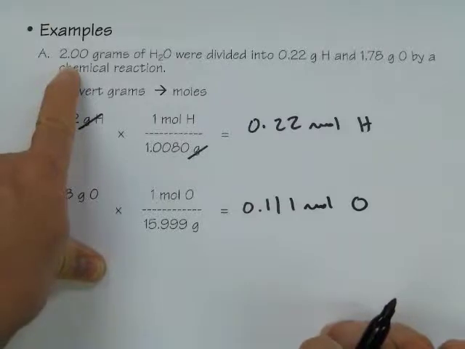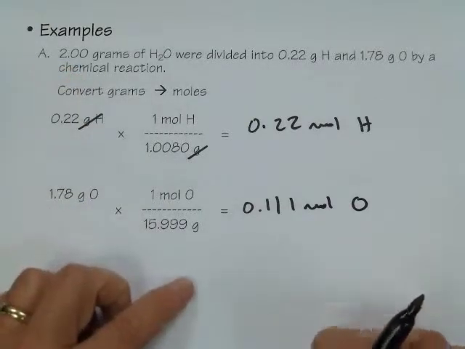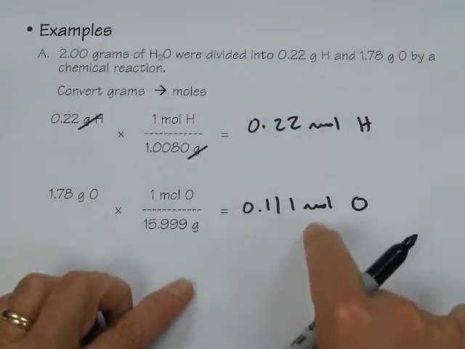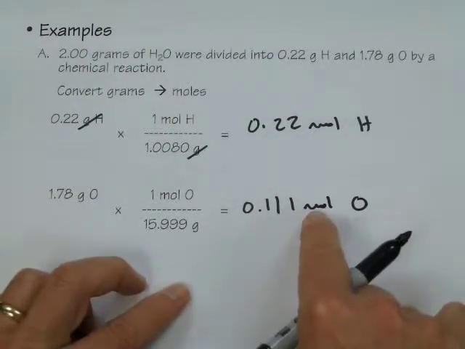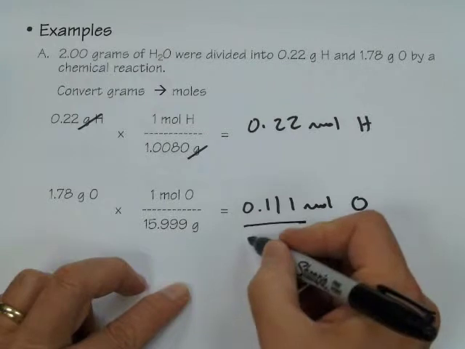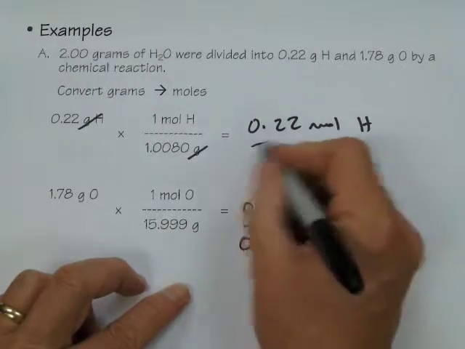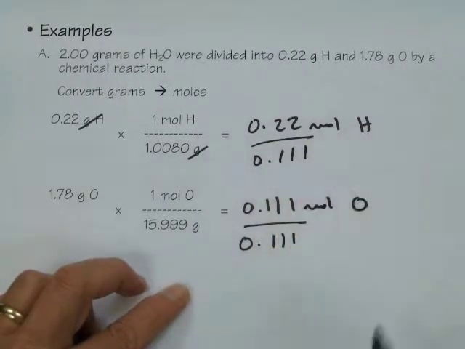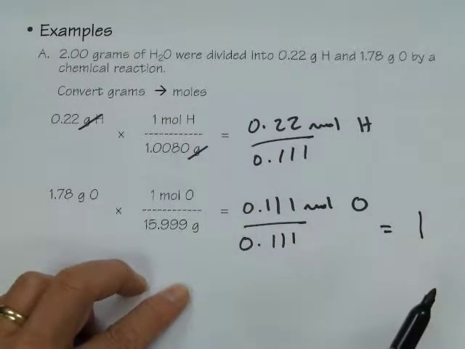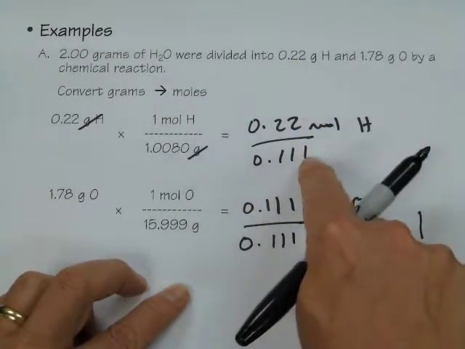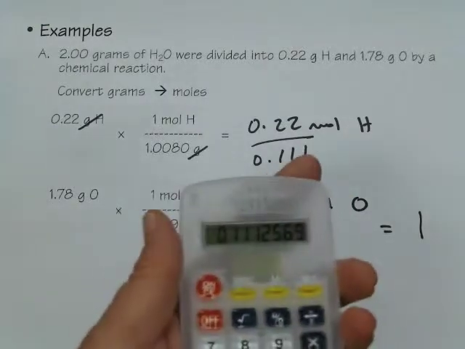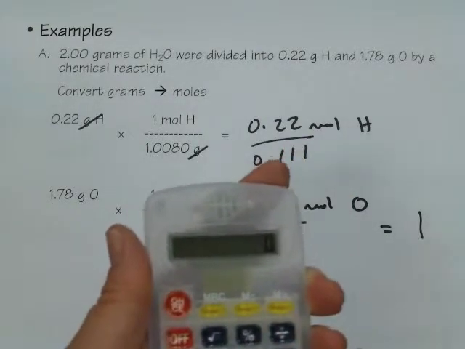But what I really want to do is compare them in whole number ratios. So to do that, I'm going to pick which one of these 2 is the smaller one. And that's this one, 0.111. I'm going to divide both of them by the smaller one. And the reason I'm doing that is because then this turns into a 1. Something divided by itself equals 1. And then this one divided by this one, 0.22 divided by 0.111.